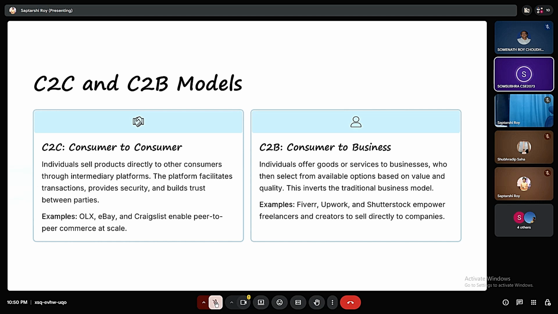And then the C2B model, where the consumer sells products to the businesses. So here we can see that this is the opposite of the traditional business model. Some examples we can take are Fiverr, Upwork, and Shutterstock. It also creates employment for freelancers and individual creators. Next, my friend will continue from there.